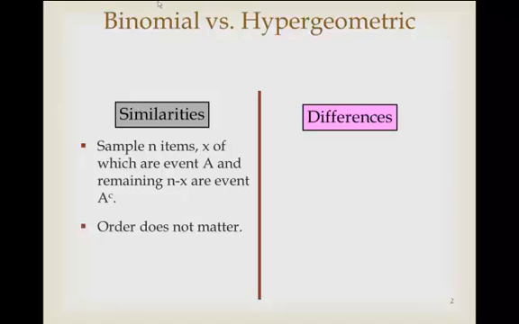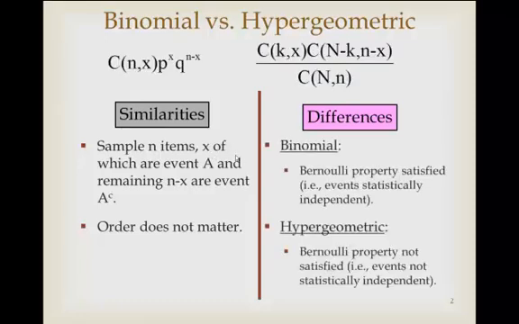So we had been talking about binomial versus hypergeometric distributions. So let's talk first about some of the similarities between the two. The binomial, we sample n items, x of which are event A. Let's put those in place there. So here's our binomial, which we've spent some time with, and hypergeometric, which we've spent a little time with.